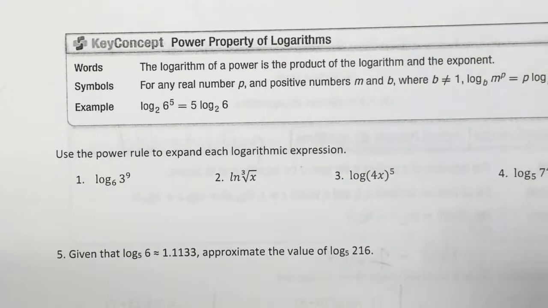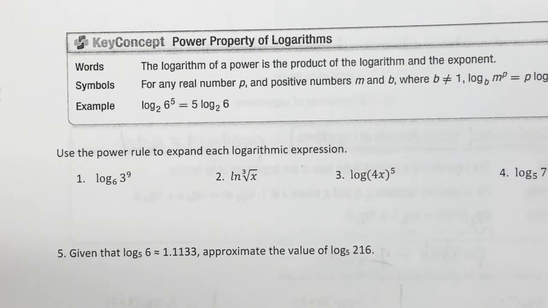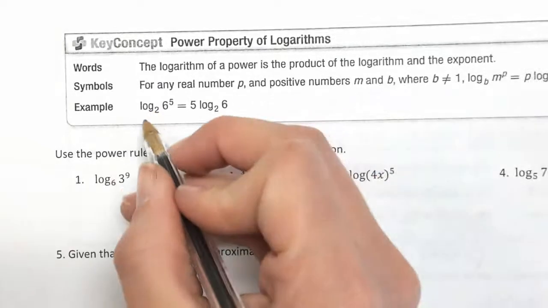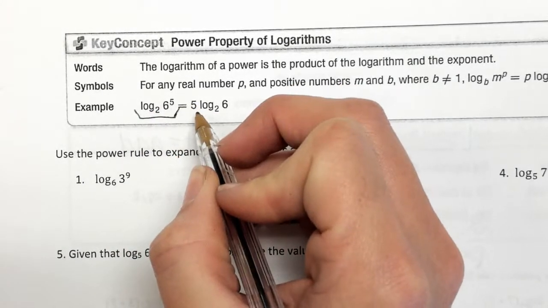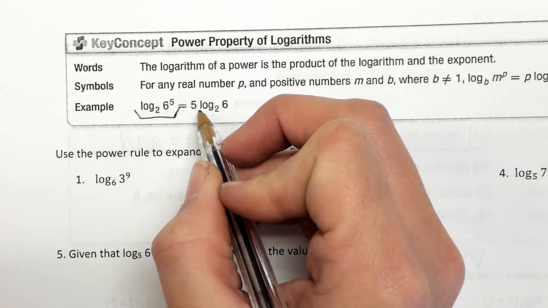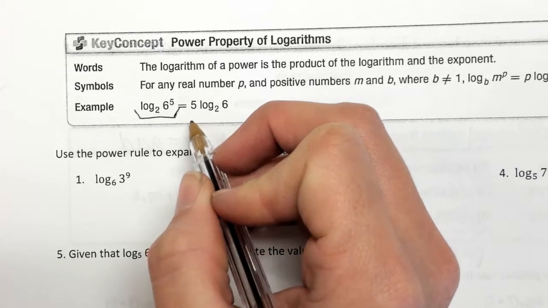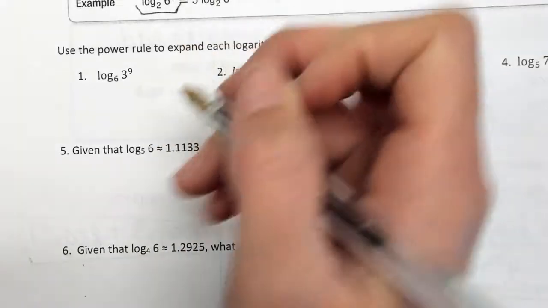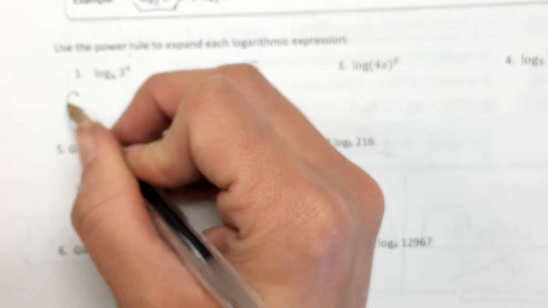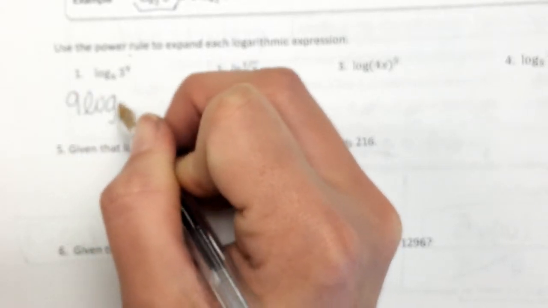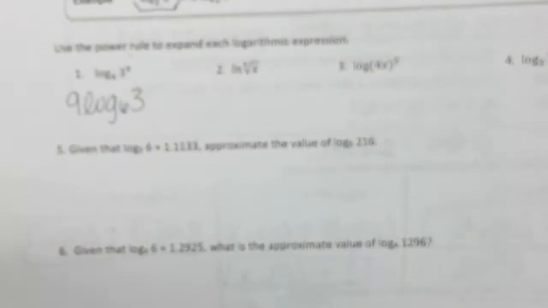Last property we're going to talk about is the power property. Okay? And all you're doing is moving the exponent. So see, for example, here we have log 2, 6 to the 5th. All they did was move the 5 out in front. That's all you do. So for this one, to write it in expansion form, using power rule, what do I put out front first? Log 6 of 3. Very good.